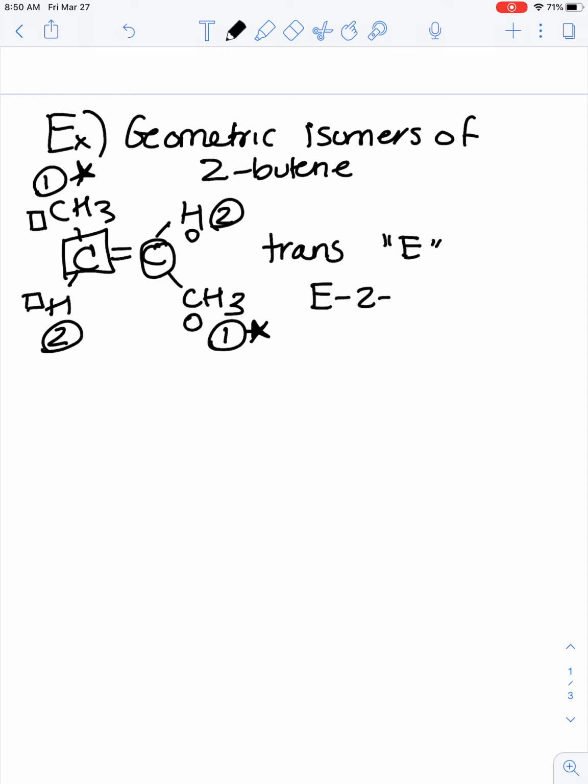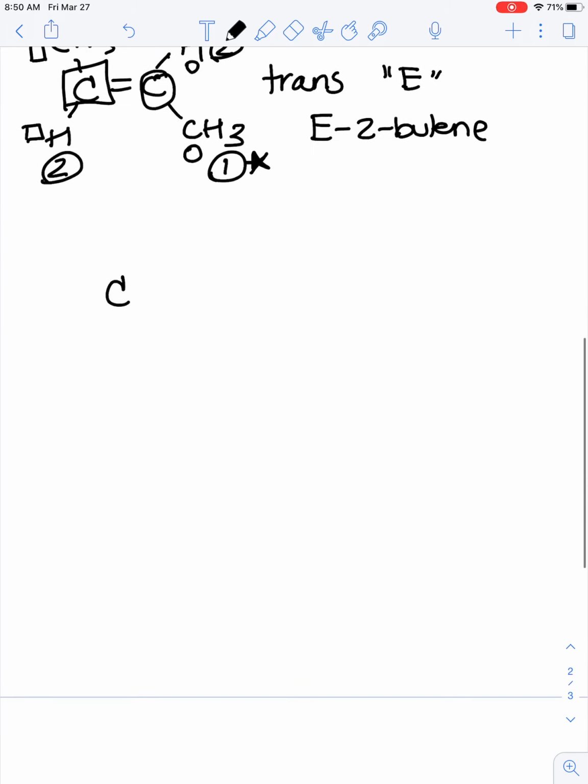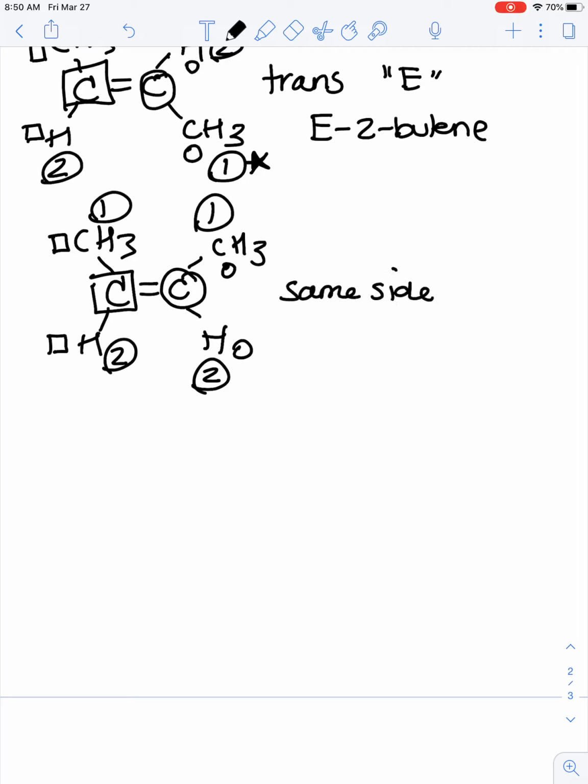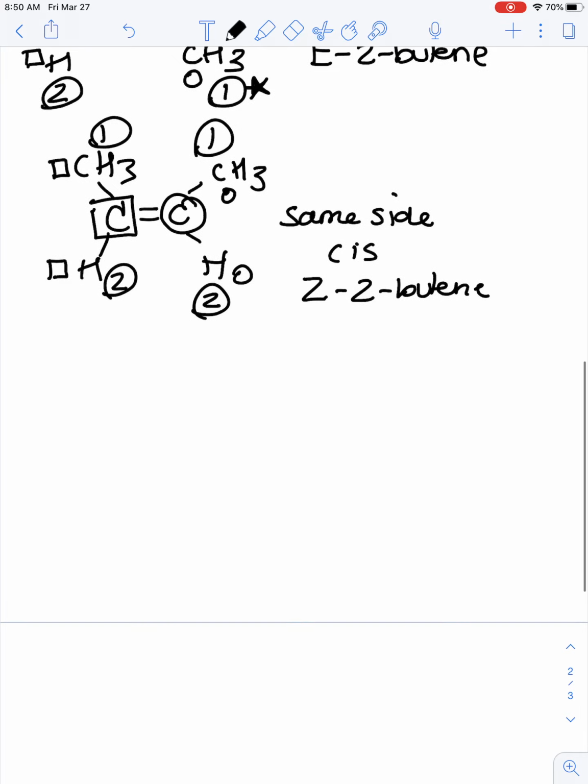So this would be E-2-butene, or again, it could also be called trans-2-butene. If we look at this other isomer of 2-butene, we're again looking at this carbon here. We have this substituent and this substituent. Methyl is higher priority versus hydrogen. Looking at this other carbon, again methyl is higher priority than our hydrogen. So now our highest priorities are on the same side, they're cis to each other. We can call this Z-2-butene, or again, cis-2-butene.